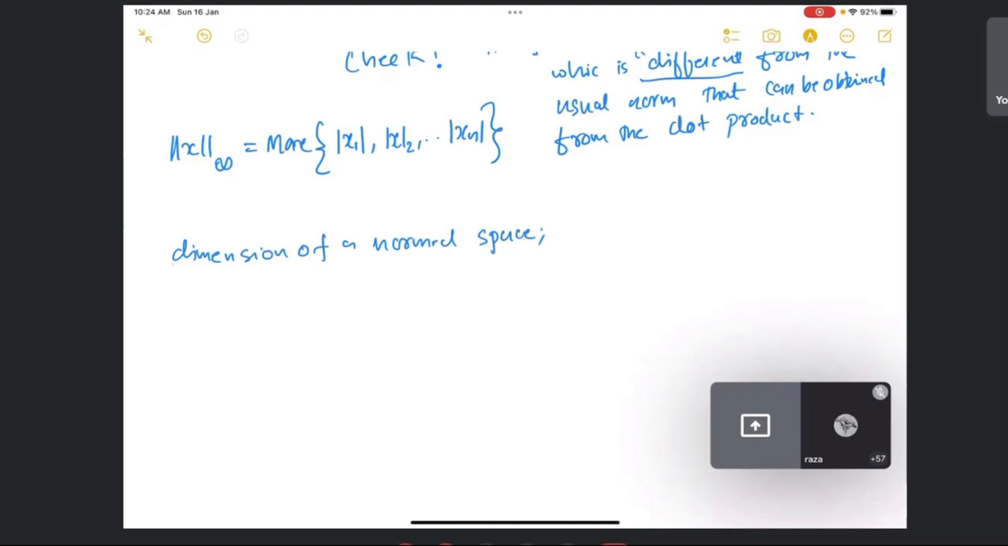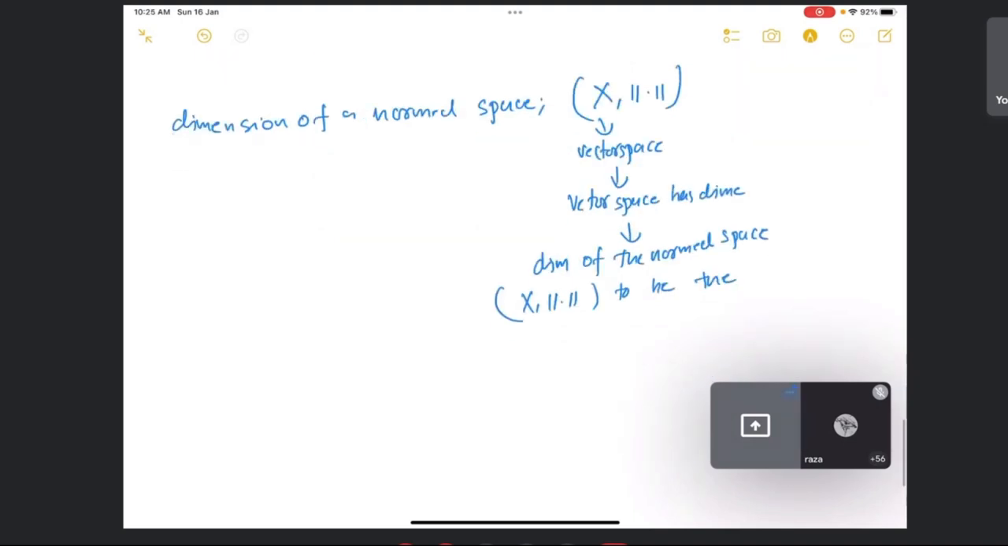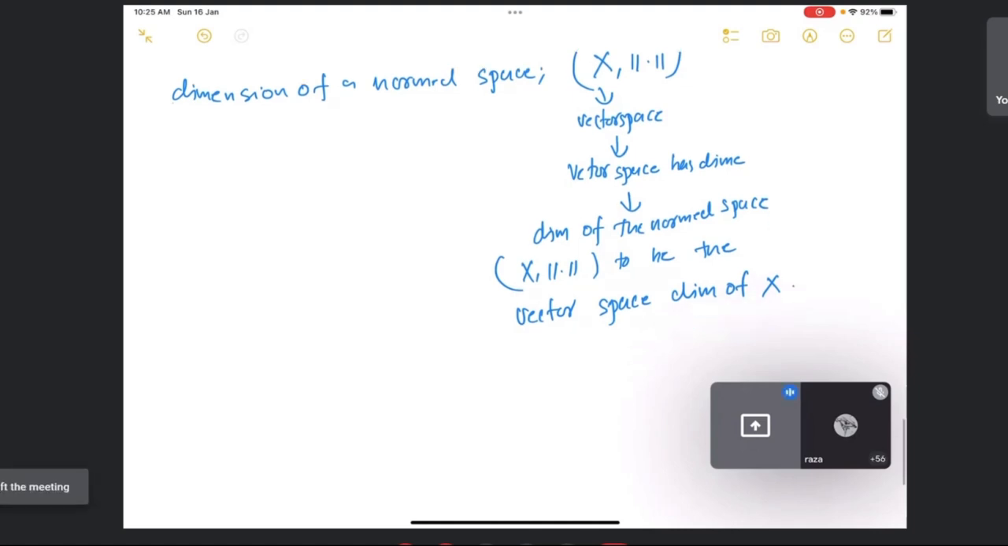So by definition, a norm space is a tuple X together with a norm on it. And here X is a vector space. So it has dimension. Vector space has dimension that you already know. And we define dimension of the norm space X norm to be the vector space dimension of X. So dimension of a norm space is nothing but the vector space dimension of the underlying space X.